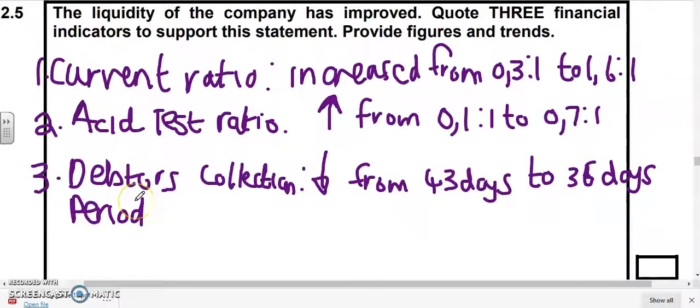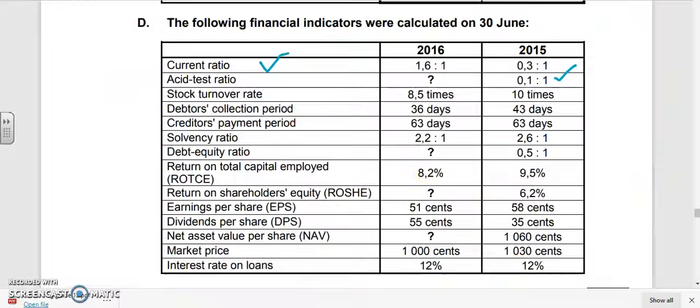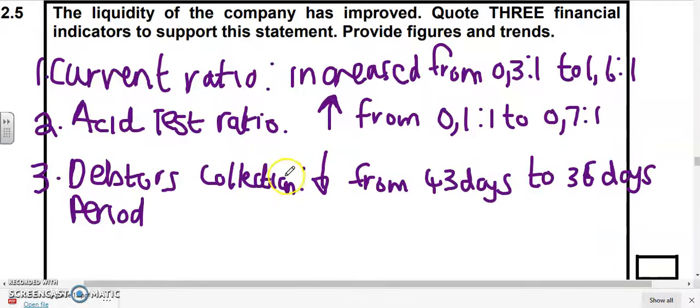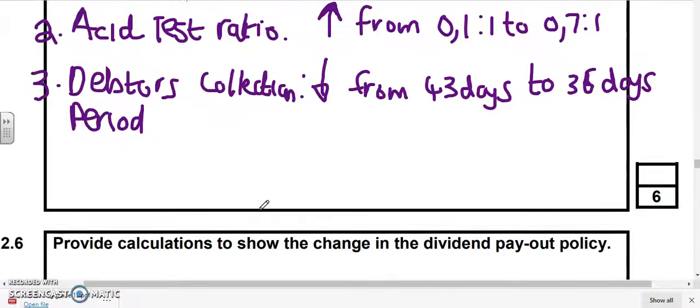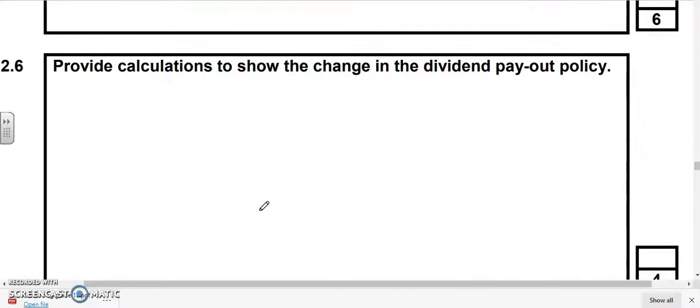And number 3, I used debtors collection period. Last year, it was 43 days, meaning they're taking 43 days to pay us. This year, it's 36 days. Brilliant. Which means that debtors are paying faster, more cash, and obviously we're able to pay off our creditors. As a result, paying off debts. Debtors collection decreased from 43 days to 36 days. So that is good.